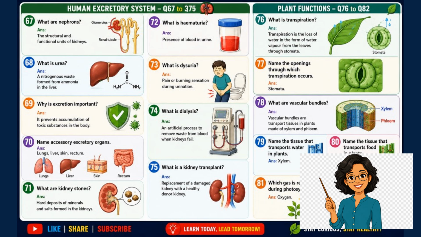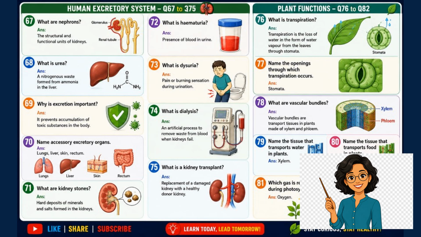Question 67. What are nephrons? The answer is, the structural and functional units of the kidneys. Question 68. What is urea? The answer is, a nitrogenous waste formed from ammonia in the liver. Question 69. Why is excretion important? The answer is, it prevents accumulation of toxic substances in the body.